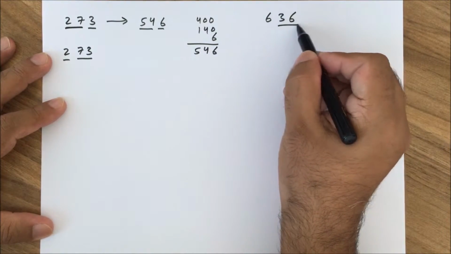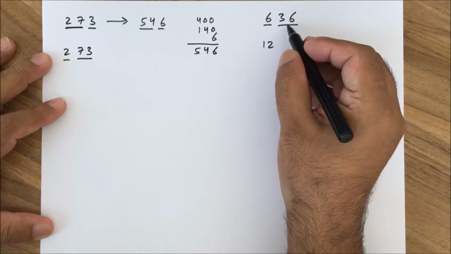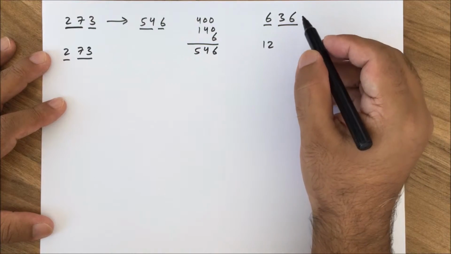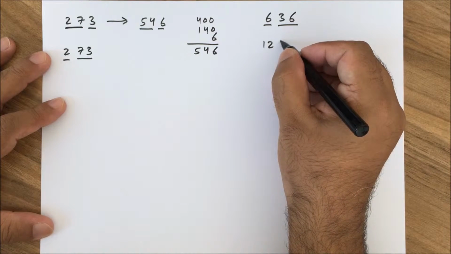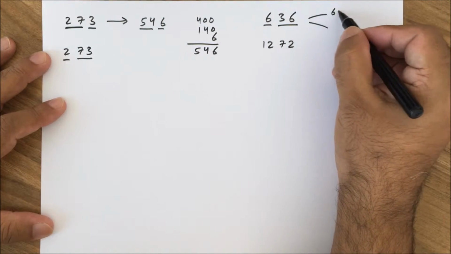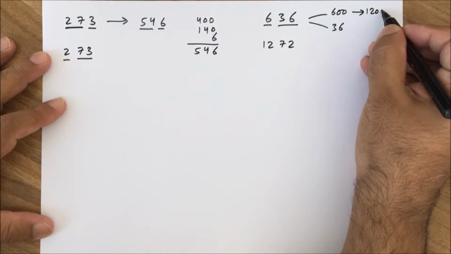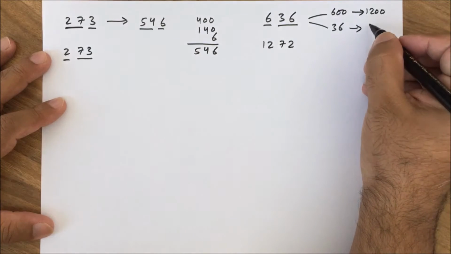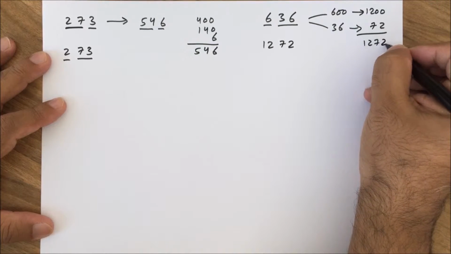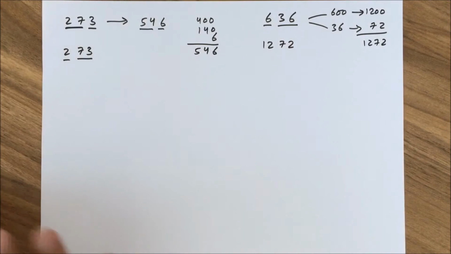So let's say 636. Here I can split here. Double of 6 is 12 and double of 36 is double of 30, which is 60, and double of 6 is 12. So 60 plus 12 is 72. Or you can do 636 like this: double of 600 is 1200 and double of 36 is 72. Add them up to make 1272. Okay, do this practice and then we'll move on.